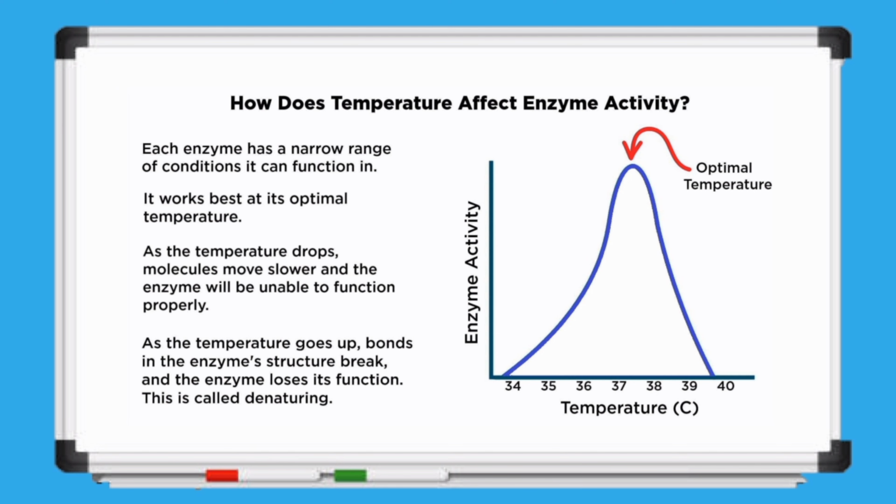If we look at a graph of enzyme activity against temperature, we'd see a curve. It starts off low, increases as the temperature rises, hits a peak around 37 to 38 degrees Celsius, that's the enzyme's optimal temperature, and then drops sharply as the enzyme begins to denature. You'll usually see an arrow pointing to that peak to show the optimal temperature.